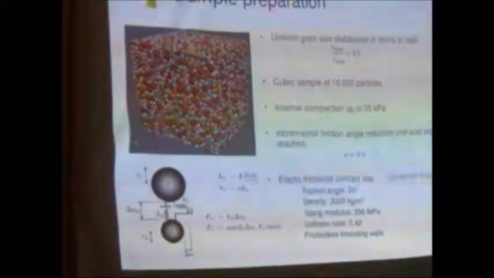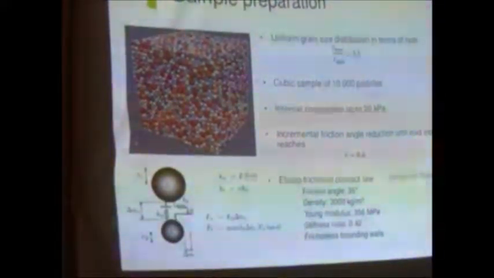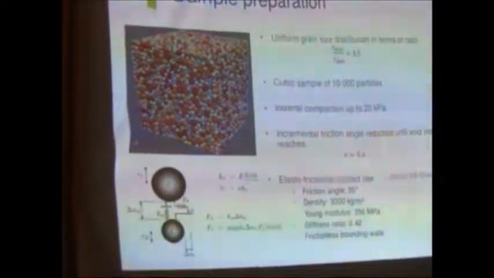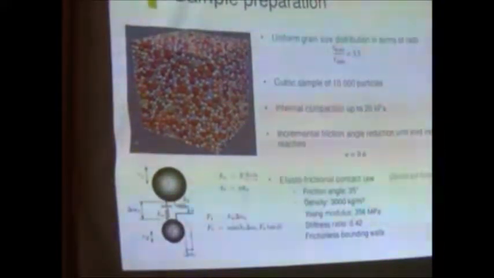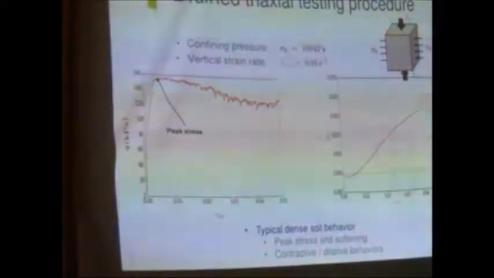I use cubic assemblies of 10,000 particles, and the sample is prepared with a technique called internal compaction up to 20 kPa. Then you artificially reduce the friction angle to allow grains to rearrange, to prepare a sample that is quite dense, here with a void ratio of 0.6. Then you take this sample, prescribe a confining pressure of 100 kPa, and perform a drained triaxial test under a strain velocity of 10 to the minus 2 per second.